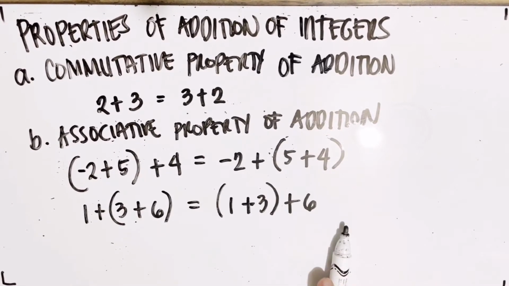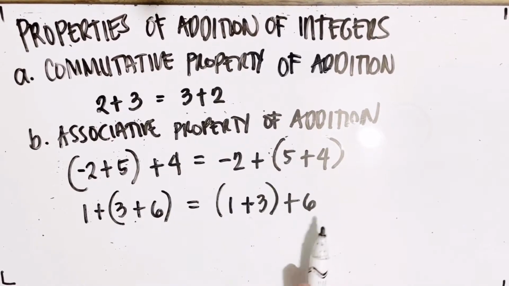Let's see if it is equal with the right side. 1 plus 3 is 4. 4 plus 6 is 10. So they have the same answer or sum, which is 10. So we are correct. Next.